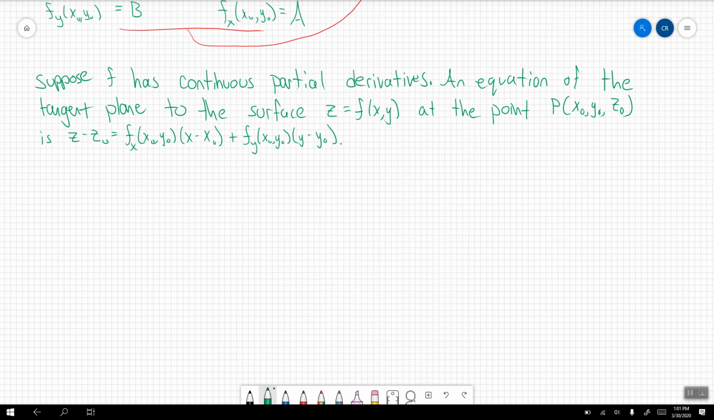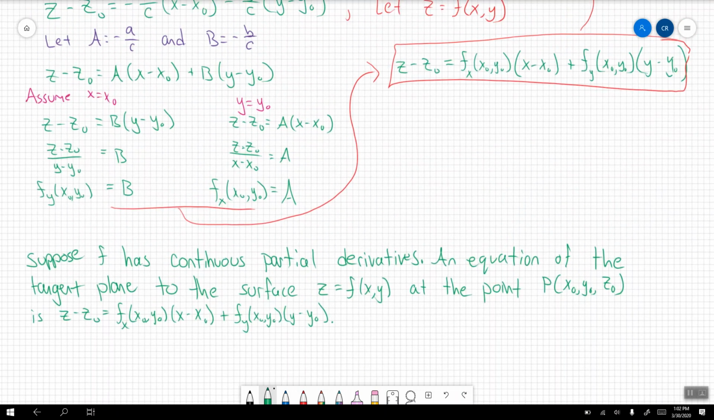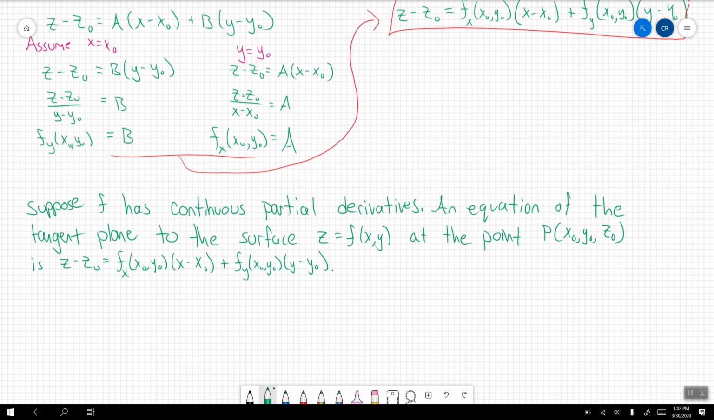All right, so here's your definition that says, suppose f has continuous partial derivatives. An equation of the tangent plane to the surface z is equal to f of x y at the point P, which is given by x naught, y naught, z naught, is this equation that we derived up top. All right, that's the derivation that we got there.